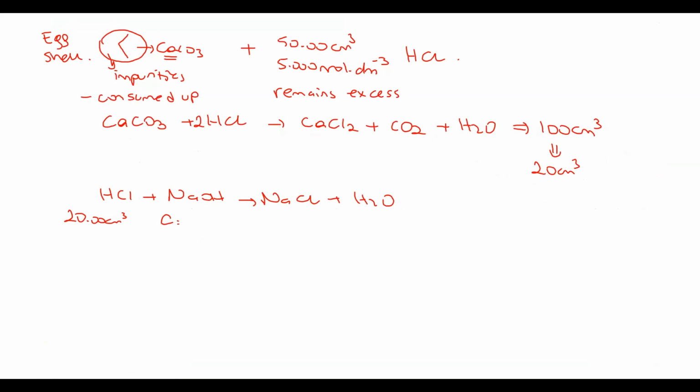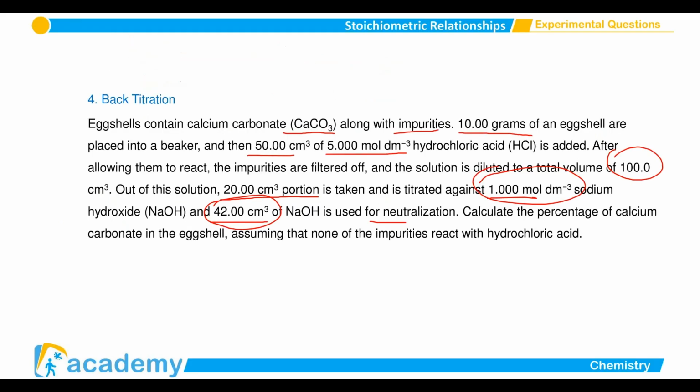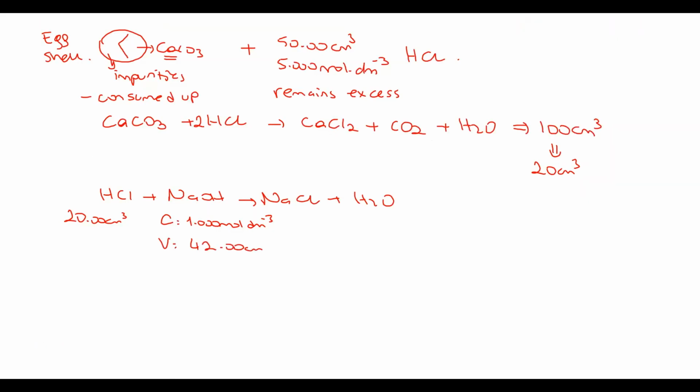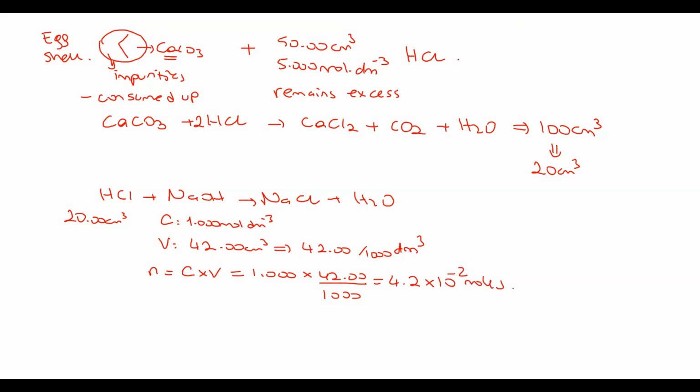So concentration is 1 molar, and volume is 42 cm³. As you know, we need to convert this into dm³ by dividing by 1000. The number of moles of sodium hydroxide is the concentration times volume, which is 1 molar times 42 divided by 1000, and it is equal to 4.2 × 10⁻² moles. By using the stoichiometric ratio between hydrochloric acid and sodium hydroxide, we can easily see that the mole ratio is 1:1 because the coefficients are 1. So the number of moles of hydrochloric acid must also be 4.2 × 10⁻² moles.